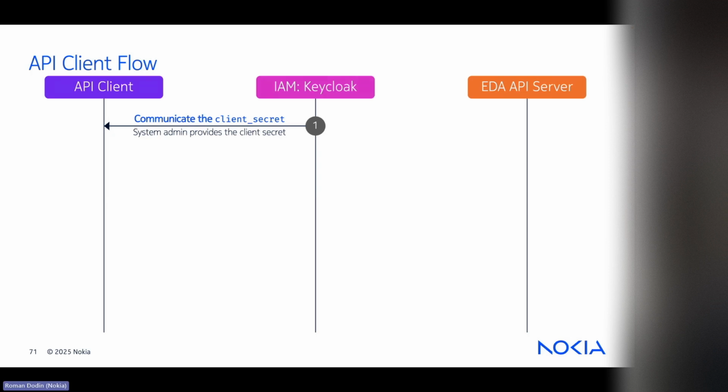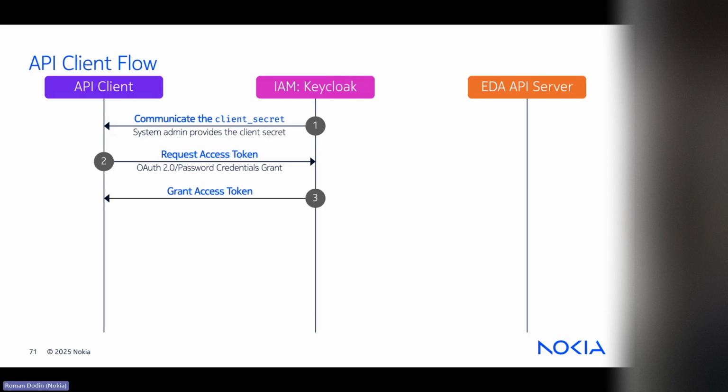So you get the client secret. After that, you can request the access token. This token will be a typical OAuth token that you can use to talk to EDA. It has a lifetime, it expires, so you need to re-ask for a token. Usual stuff. That's all based on standards, open authentication.